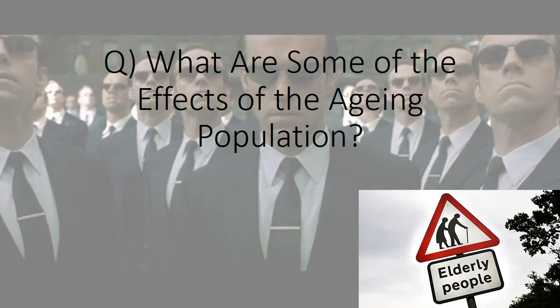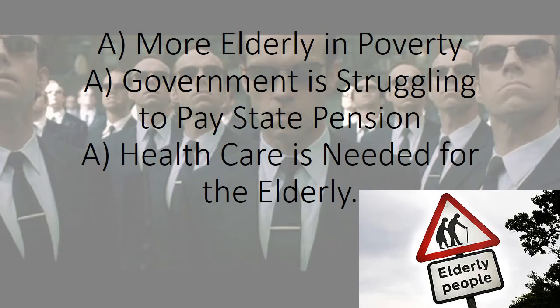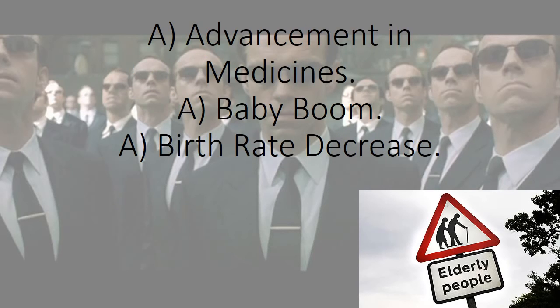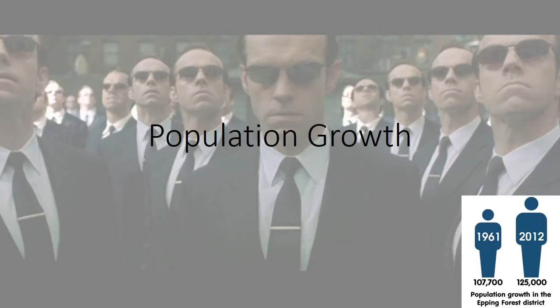What are some of the effects of the aging population? More elderly in poverty. Government is struggling to pay state pension. Healthcare is needed for elderly. What are some of the causes of the aging population? Advancements in medicines, baby boom, and the birth rate decrease.